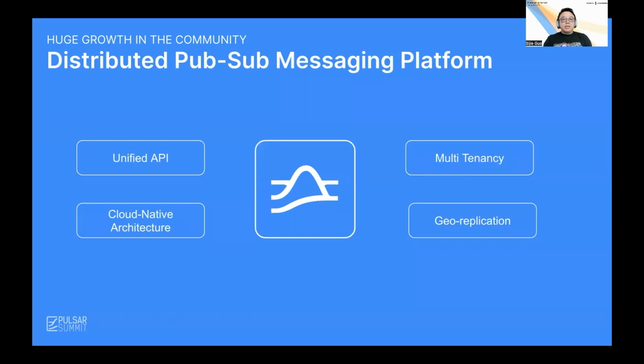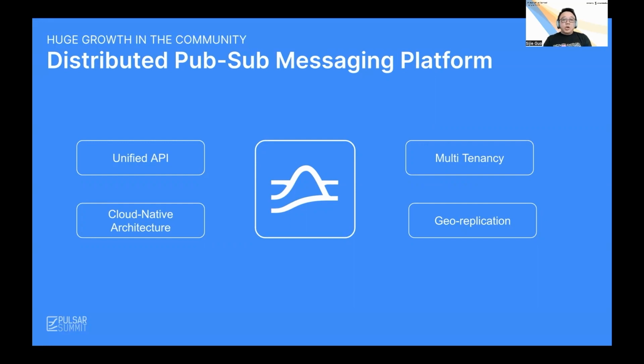Pulsar started as a distributed pub/sub messaging platform. It was built on top of many years of experience of running multiple previous generation technologies at Yahoo. It was designed with a unified API that supports both messaging queuing and streaming. It's a multi-tenant system with a cloud-native architecture that separates compute from storage. It was deployed globally across 10 plus data centers.